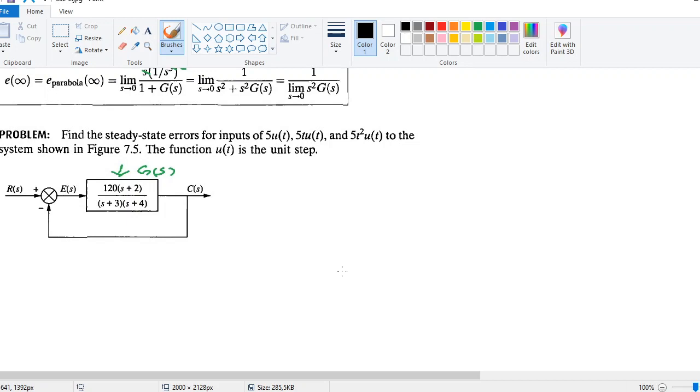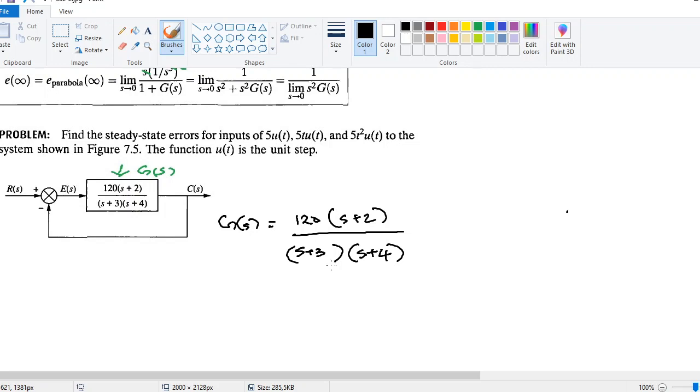Find the steady state errors for the following inputs: 5 into u of t, 5 into t u of t, and 5 into t square u of t to the system shown in this figure, right? So here we see that the G of s is equal to 120 into s plus 2 divided by s plus 3 into s plus 4, right?